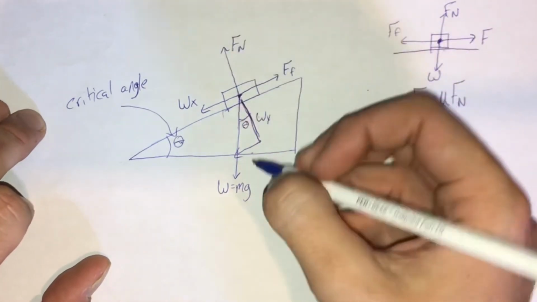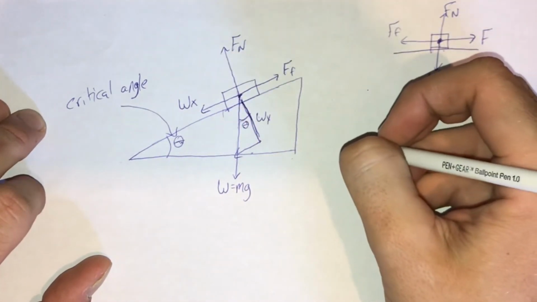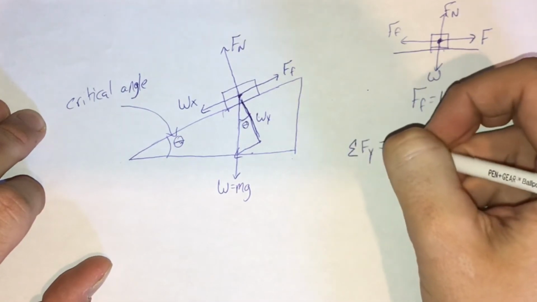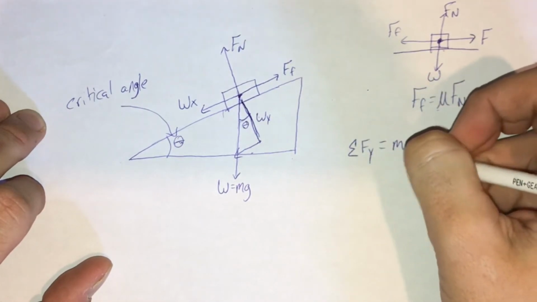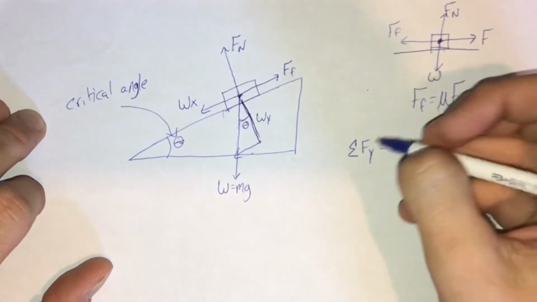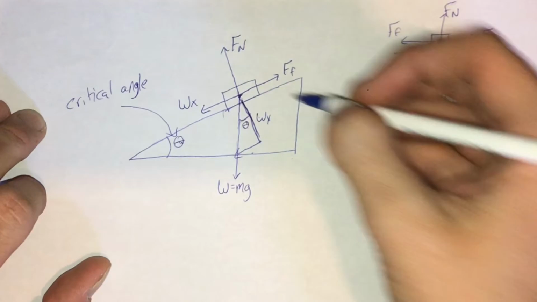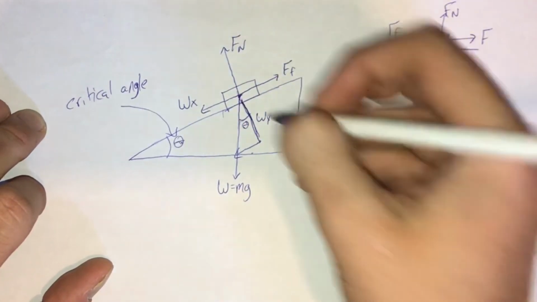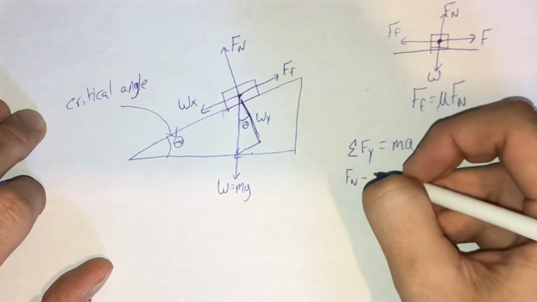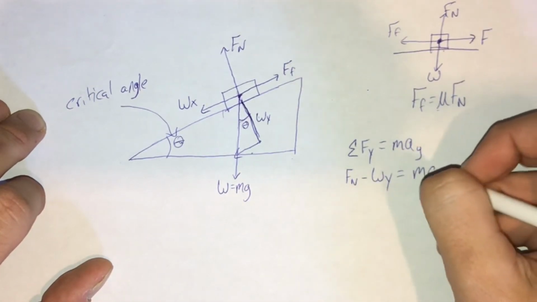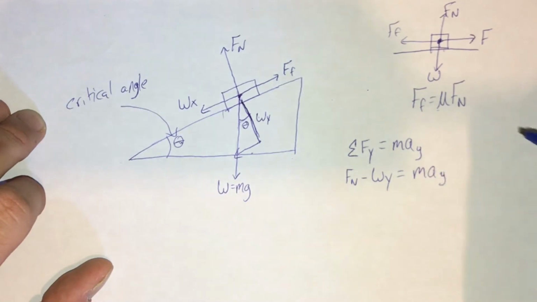In the y direction, let's apply Newton's second law. So the sum of the forces in the y direction is equal to mass times the acceleration in the y direction. And the mass is going to be the mass of our block here. So what forces do we have in the y direction? Well, we've got the normal force, and then opposing it, we've got the y component of weight, and that equals mass times the acceleration in the y direction.